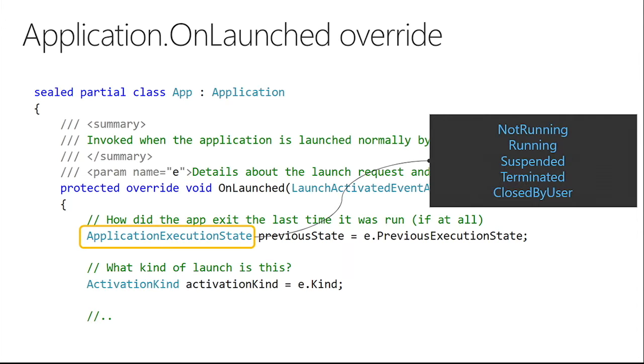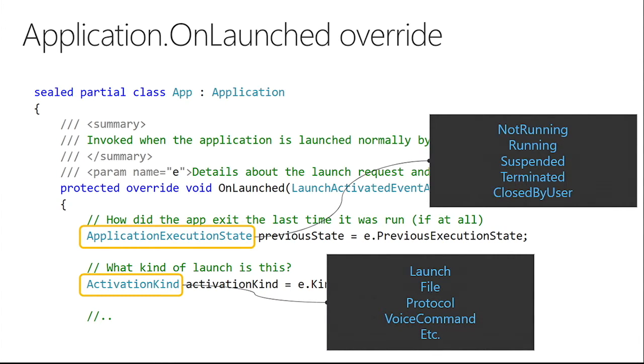It allows you to find out, at the point you're being launched, what state you were in previously. This app may be not running at all, maybe it's just been installed for the first time. Maybe it was running. There are cases where you can get this firing and you're already running, so you probably don't want to do very much in that case. Maybe you were suspended, maybe you were terminated, and maybe you were closed by the user. We're going to look at each of these. But having that information is important for knowing what you do next in your startup logic.